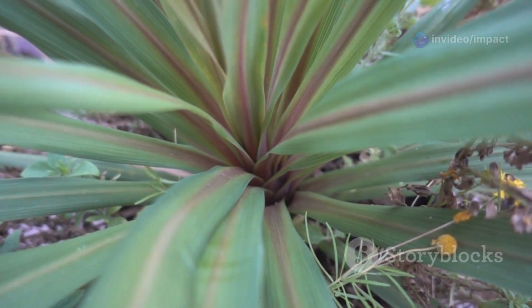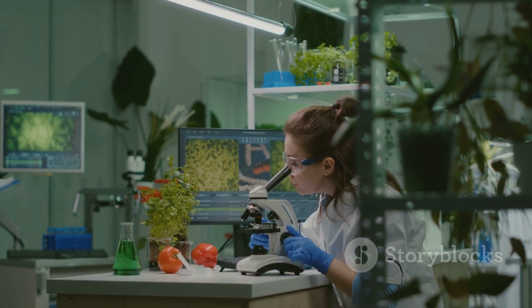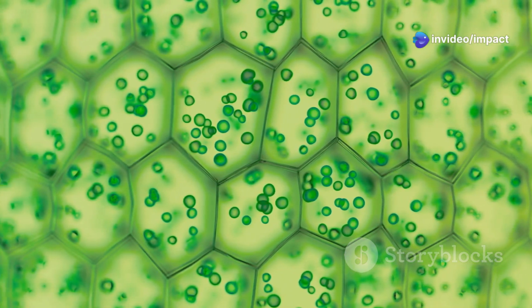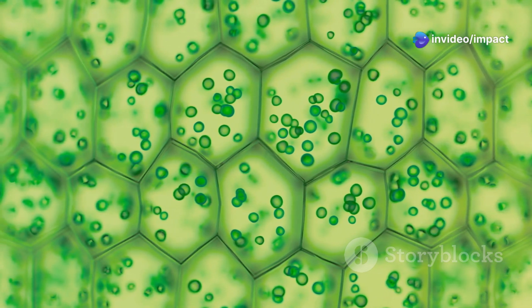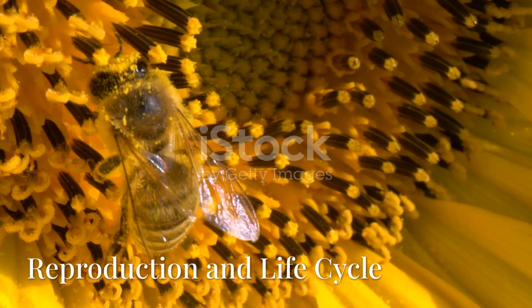Well, plants are fascinating multicellular organisms. Their cells are eukaryotic, meaning they have a nucleus, and they possess two key features: chloroplasts for photosynthesis, making their own food using sunlight, and rigid cell walls for support.